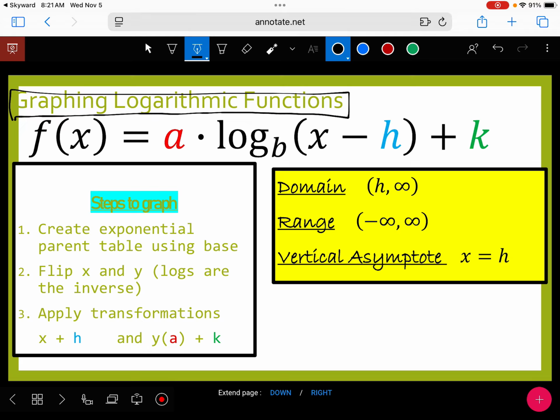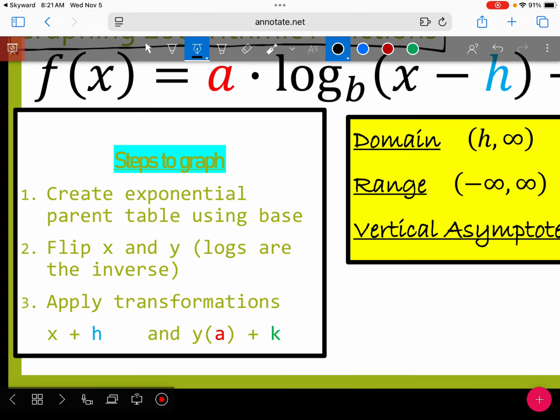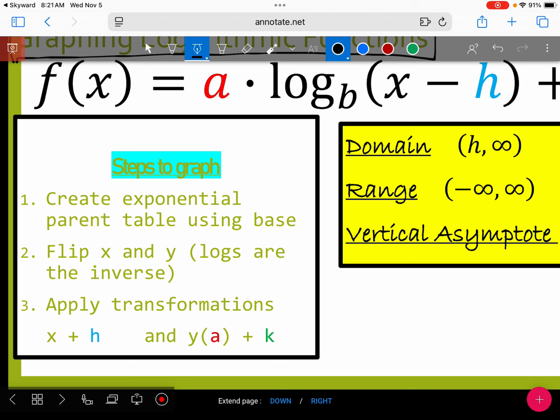Okay? So, how do we do it? Now this first step is kind of optional. As you learn and you become more familiar, you'll probably just skip the first step and go to step 2. But we're going to create an exponential table, an exponential parent table using the base of the log. And then we're going to flip x and y. Because after we flip x and y, it switches from an exponential to a logarithm.